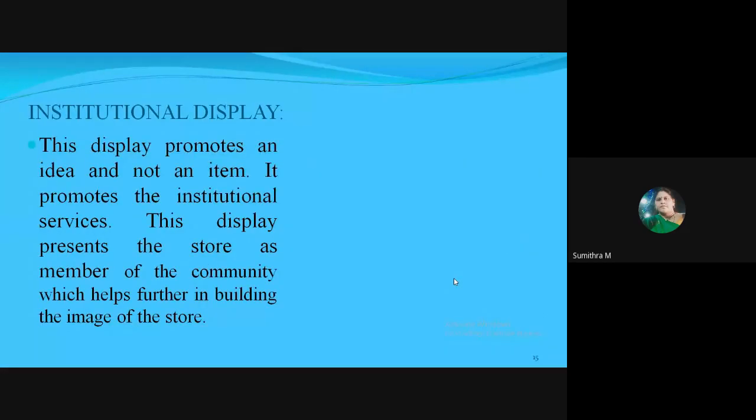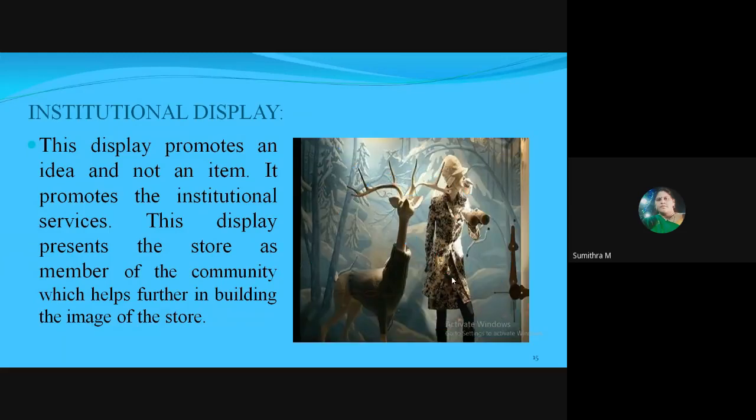And institutional display. This display promotes an idea, not an item. It promotes the institutional services. This display presents the store as a member of the community, which helps further in building the image of the store. So the first main purpose is to attract people to the store. Then they need to attract them to their products. This is the second purpose.